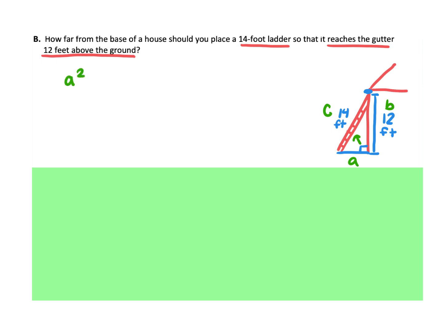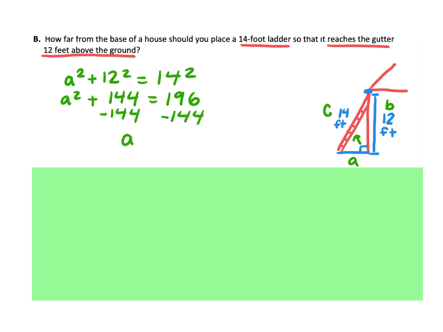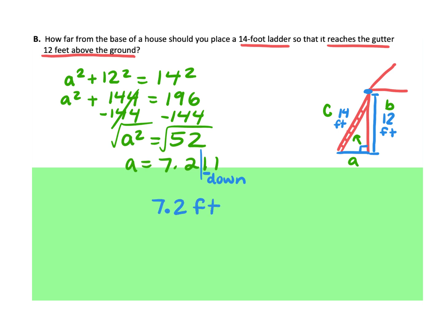So we can set up a problem here of A squared plus 12 squared equals 14 squared, and then proceed to solve it as we did the other questions. I'm going to subtract 144 on each side to get A squared is equal to 52. And then we'll grab a calculator and take the square root of 52, which is 7.211. Again, we'll round to the tenths place. So if I look at the second decimal position, it's a 1. 1 rounds down. So it needs to be 7.2 feet from the base of the house. So this distance right here from the house, 7.2 feet.